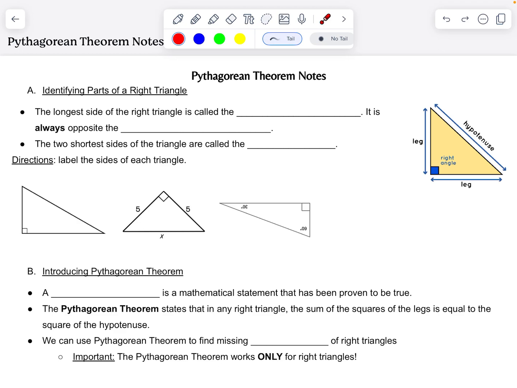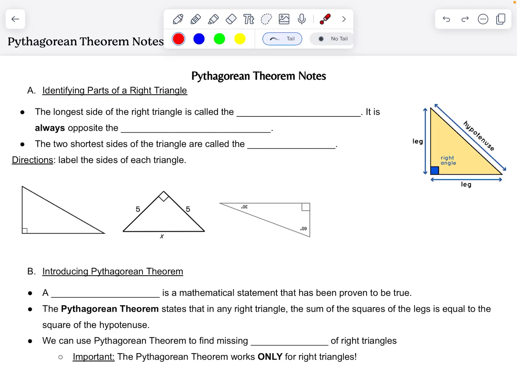You should be looking at this page of notes. It says Pythagorean theorem notes right here at the top. And these will go pretty fast. So, we're going to do this in parts because we need to develop a couple of skills before we can actually use this thing that's called the Pythagorean theorem. The first part is we need to know how to identify parts of a right triangle.